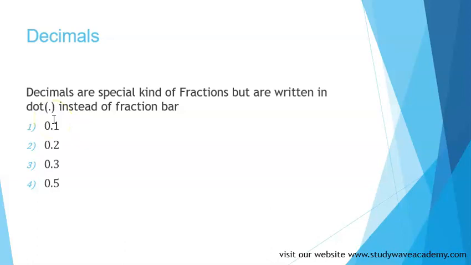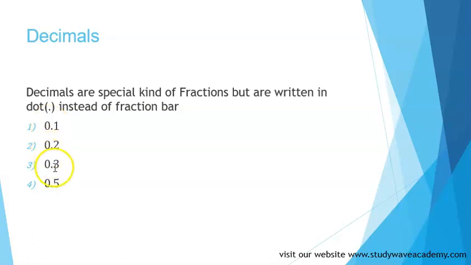Okay, then we have 0.2. We have 0.3. We have 0.4. So decimals are special kind of fractions that are written in dots instead of fractions. Okay, the dot represents the decimal and is called point. It is called what? Point.